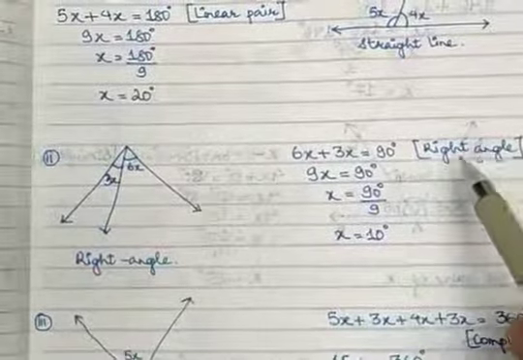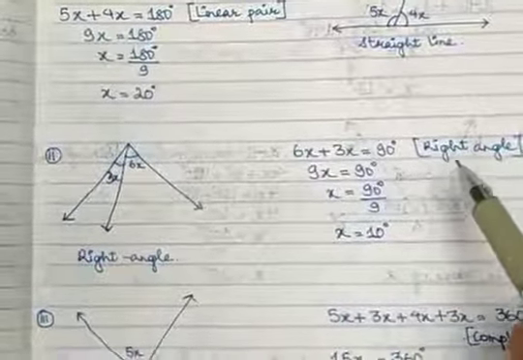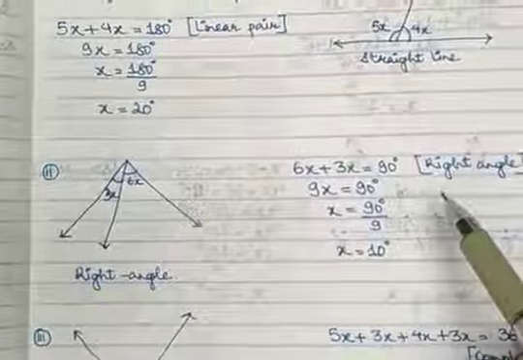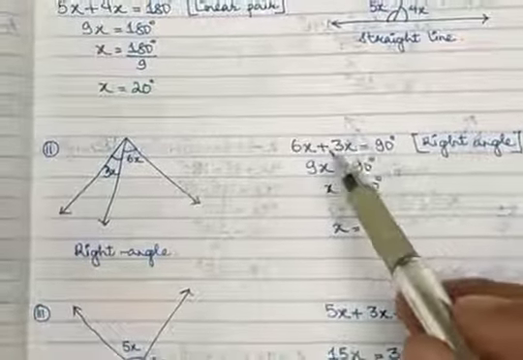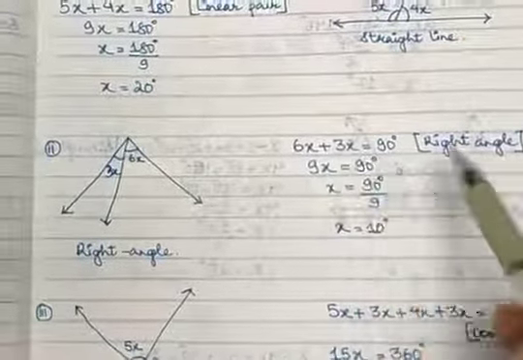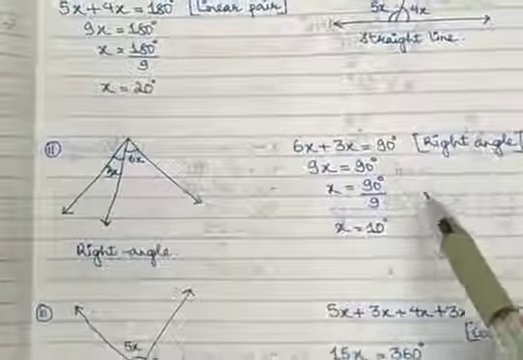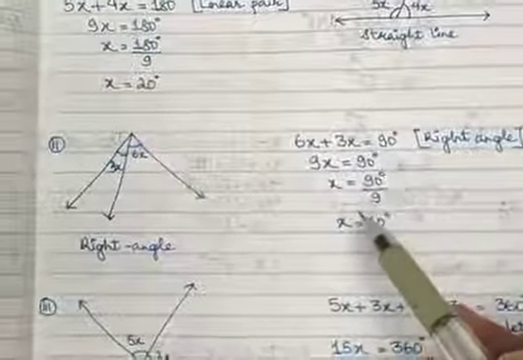You'll get your marks here as well, in the reasoning. If you don't write the reasoning, you won't get your full marks, even though your sum is correct. Okay, so 6x plus 3x equals 9x. What is the reason? It's a right angle. So now the procedure is the same, isn't it?